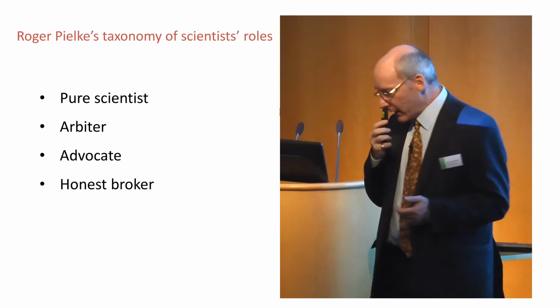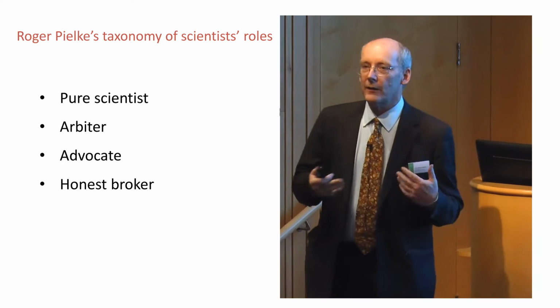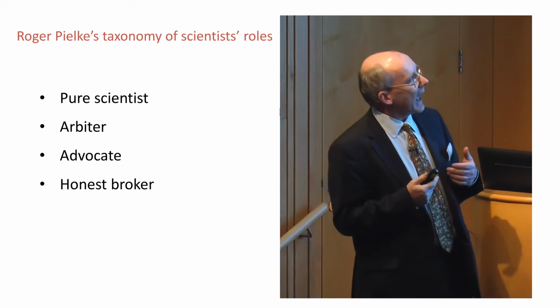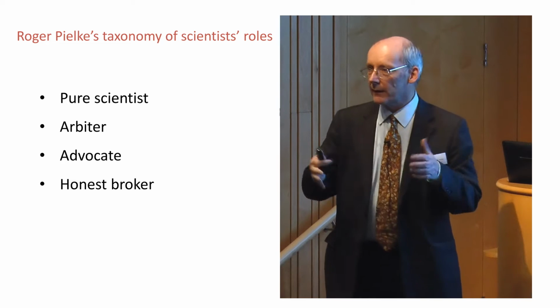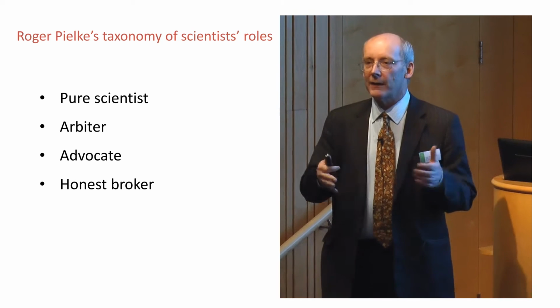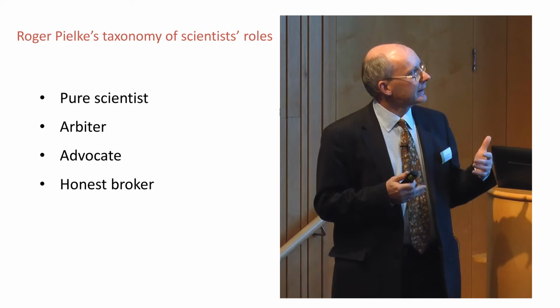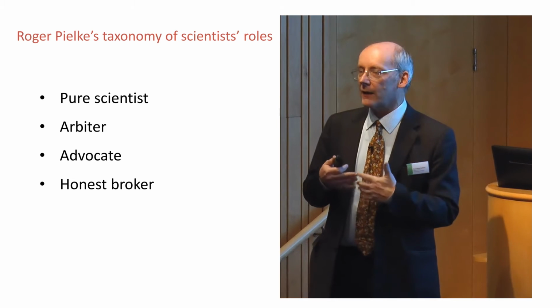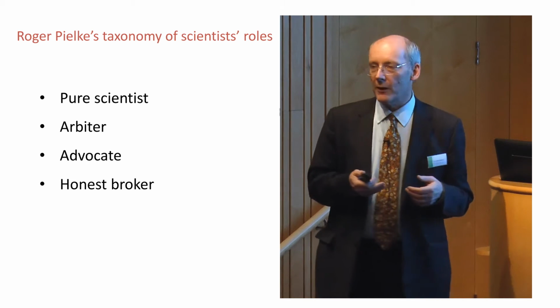So first of all, I'm going to talk about the different roles that scientists have. I'm going to use a taxonomy that I rather like by a chap called Roger Pielke, who's written about this in a very interesting way. He describes scientists as acting in four different roles: pure scientist, arbiter, advocate, and honest broker.